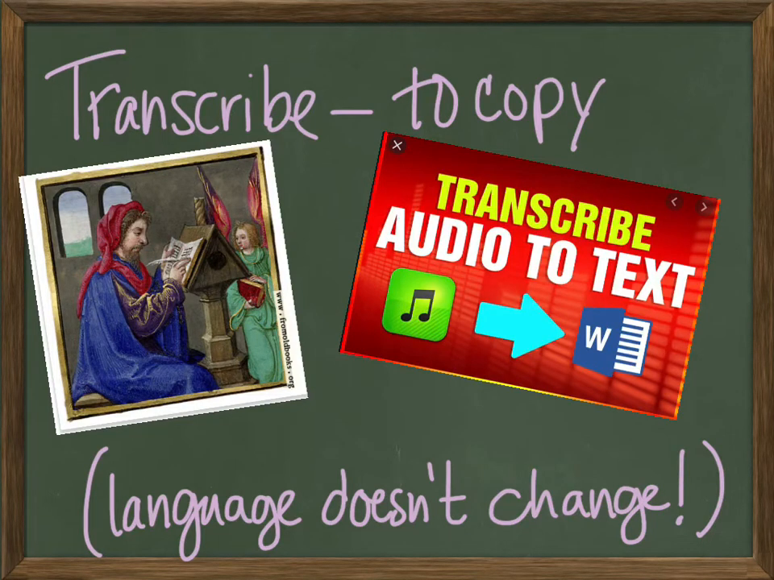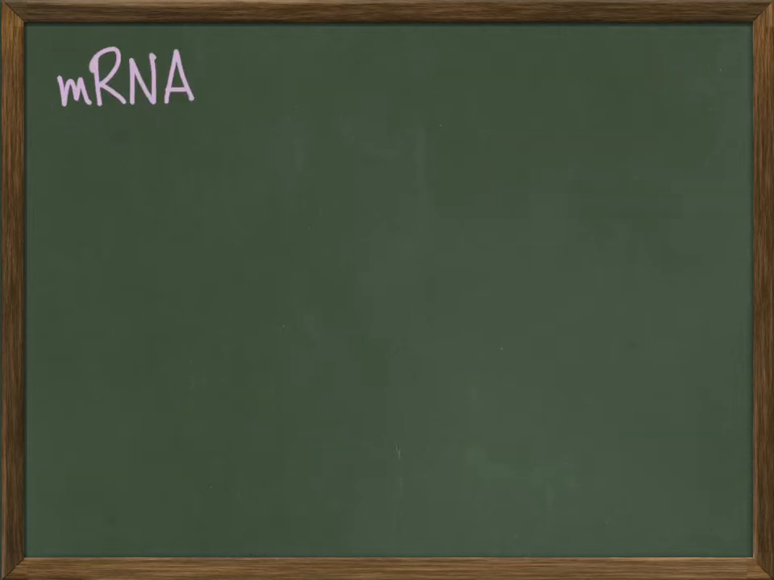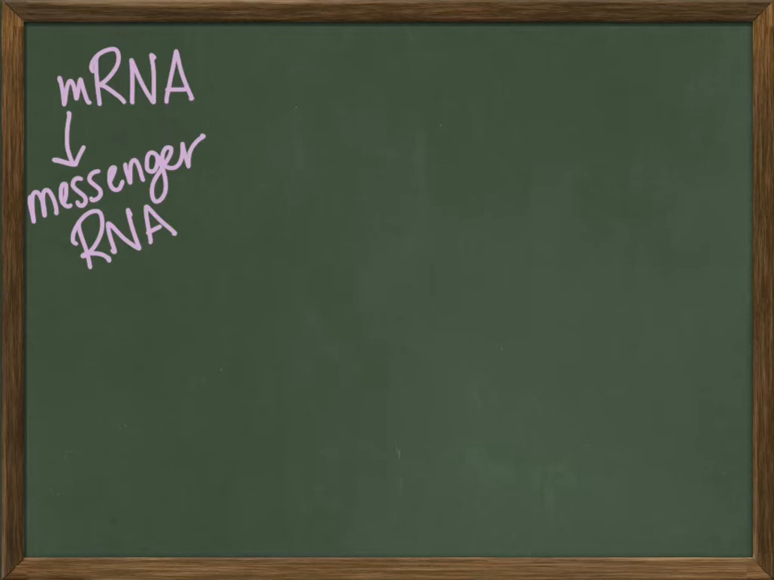Why is that important? Because going from DNA to mRNA, they are both in the language of nucleic acids. We are transcribing. This is transcription. The language doesn't change. So let's talk about that mRNA. The M here stands for messenger. This is messenger RNA. It is the molecule which will carry the message from DNA out to where proteins get built. It's still a nucleic acid.